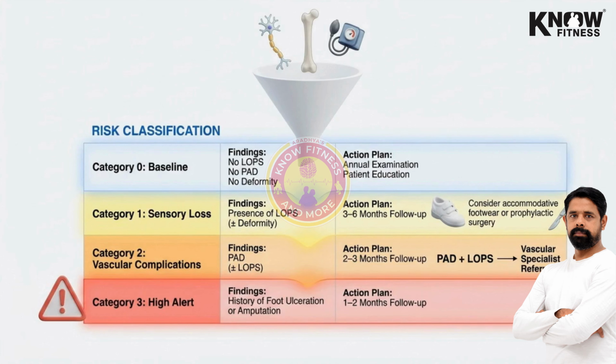Category 0 means normal sensation and no arterial disease, requiring annual exams. Category 1 is triggered by loss of protective sensation, increasing follow-ups to every 3 to 6 months. Category 1 shifts the clinical plan to consider accommodative footwear or prophylactic surgery to manage contractures. Risk Category 2 involves compounding dangers, both loss of protective sensation and peripheral arterial disease, requiring follow-ups every 2 to 3 months. Category 2 automatically mandates a referral to a vascular specialist.